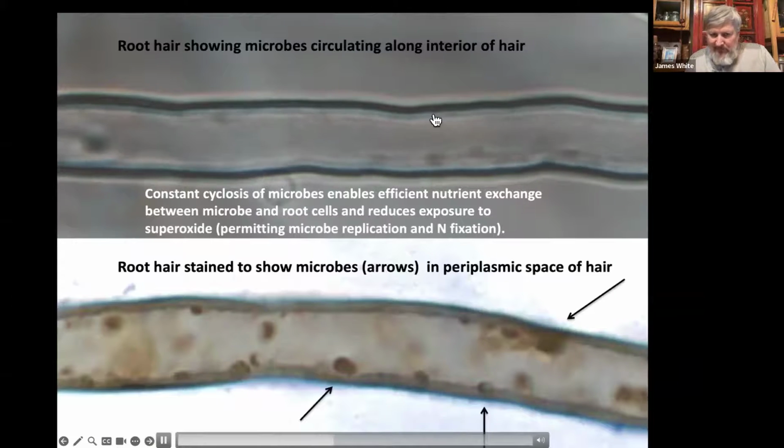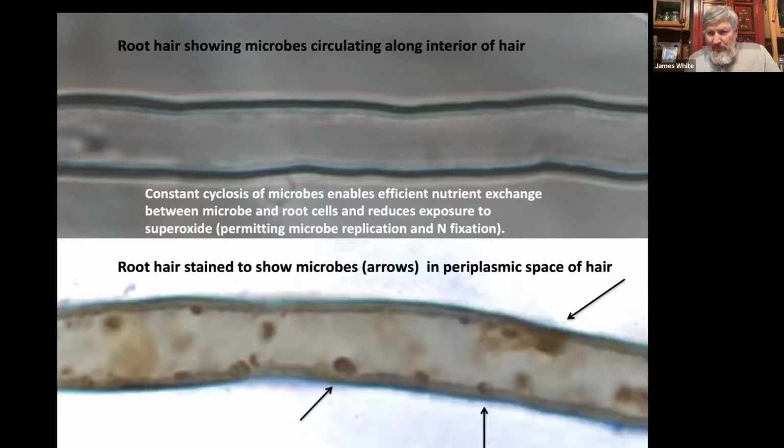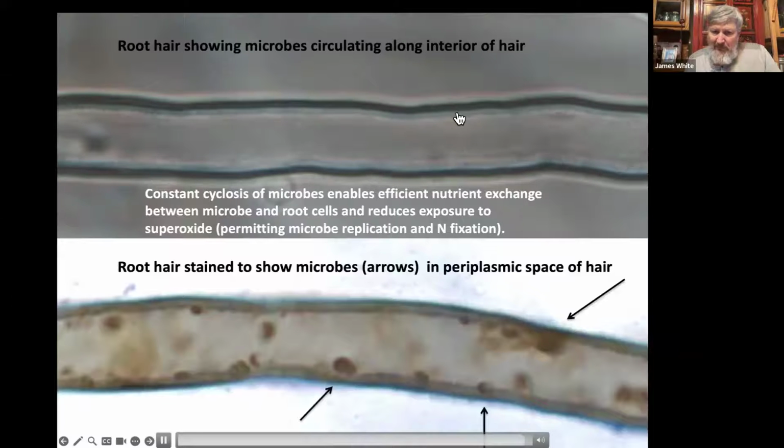Now you can see how these root hairs work. They move these microbes around. That's how they function. They're moving microbes. These root hairs are microbe processing structures. We think of them as absorptive structures, and they might be absorptive, but for sure they're microbe processing, and I'll explain that. But you see these shadows of the bacteria going around and around.